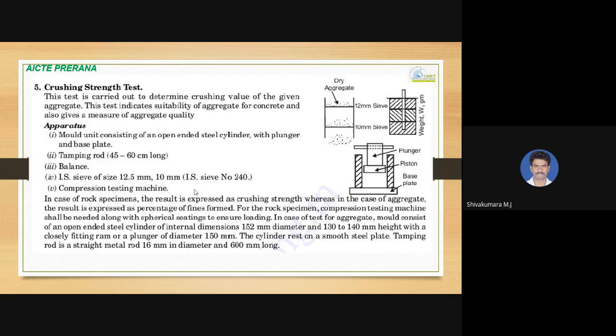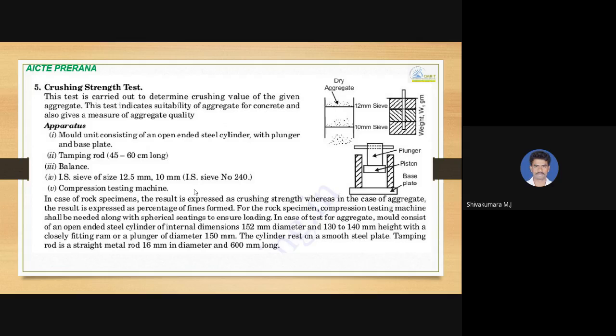Fill the aggregates in 3 layers, give 25 blows, and then transfer these aggregates into the open-ended cylinder with a base plate. Fill it in the standard manner again, 3 layers, 25 blows. After that, level the aggregates and place the plunger on top. Keep this whole assembly in the compressive testing machine and start to apply the load at a uniform rate. Totally 40 ton of load is applied, and then stop loading, take out the whole assembly, and remove the aggregates.